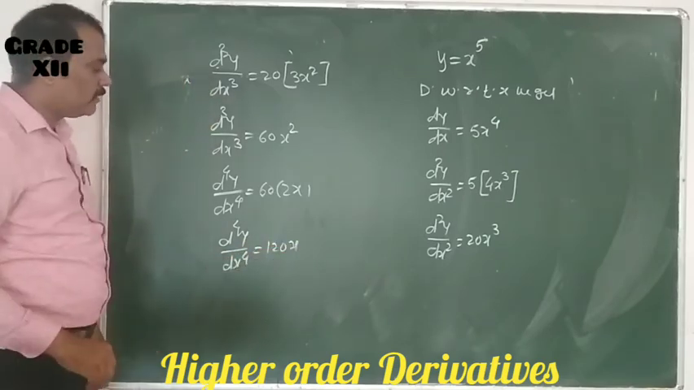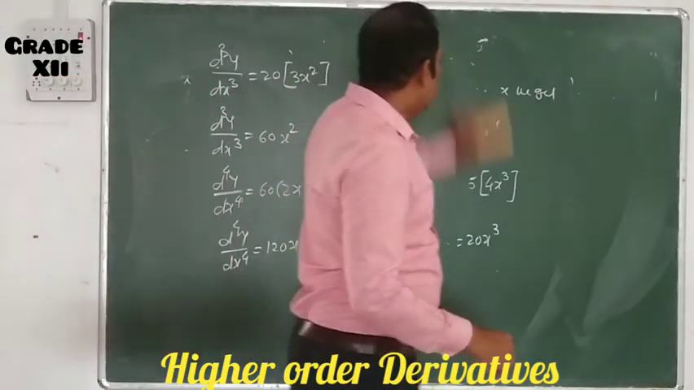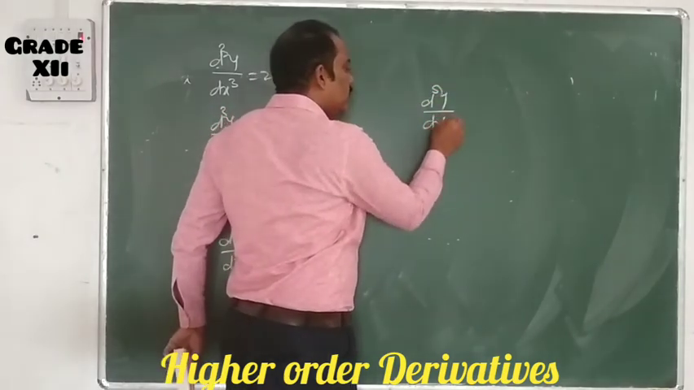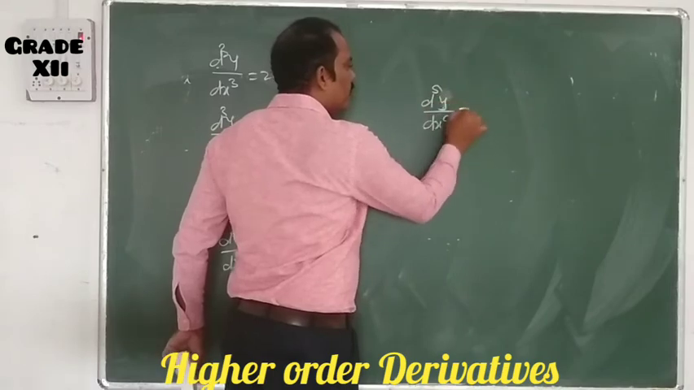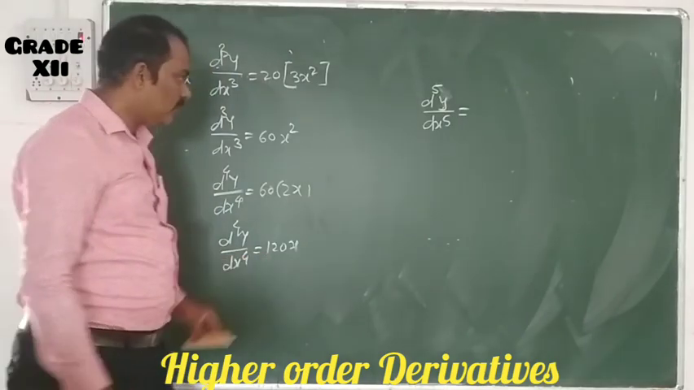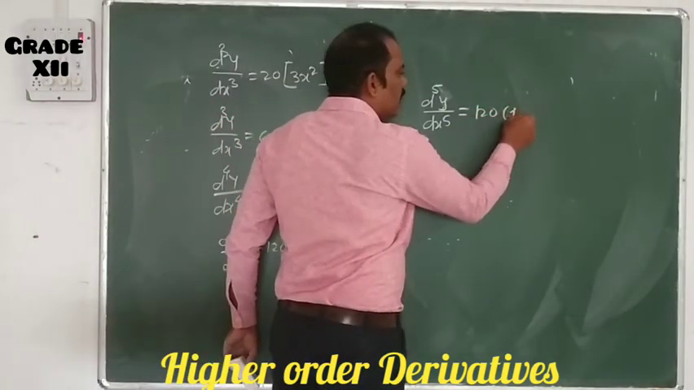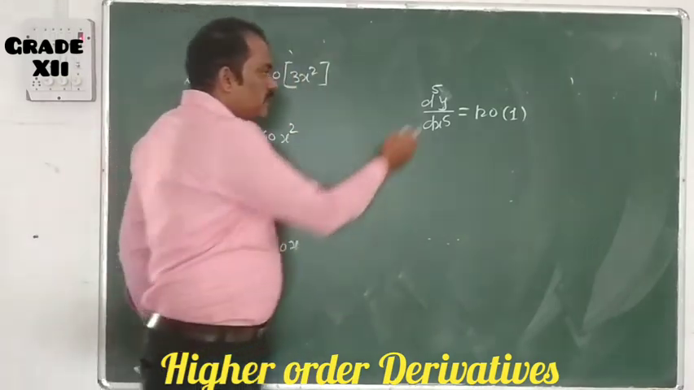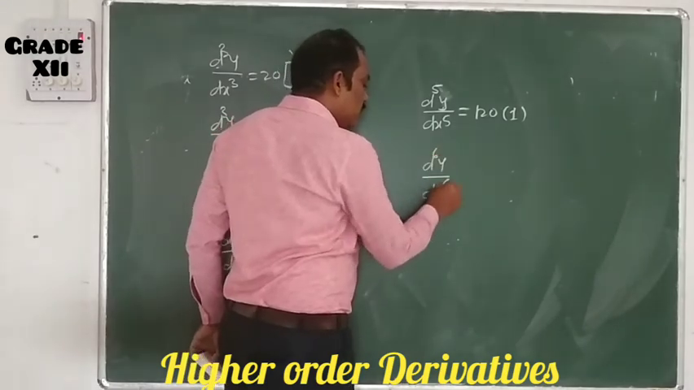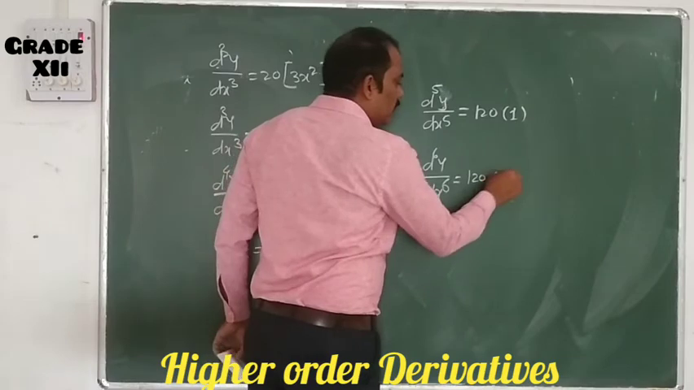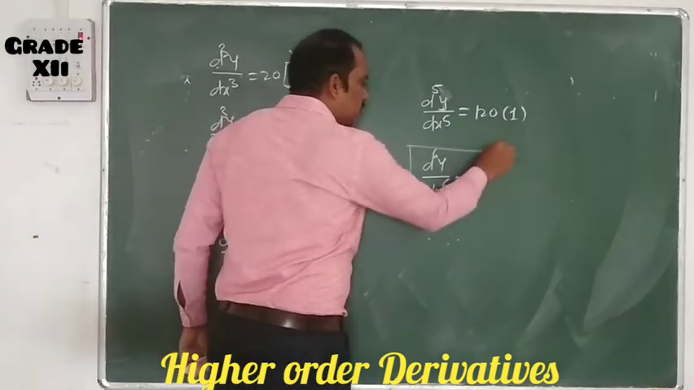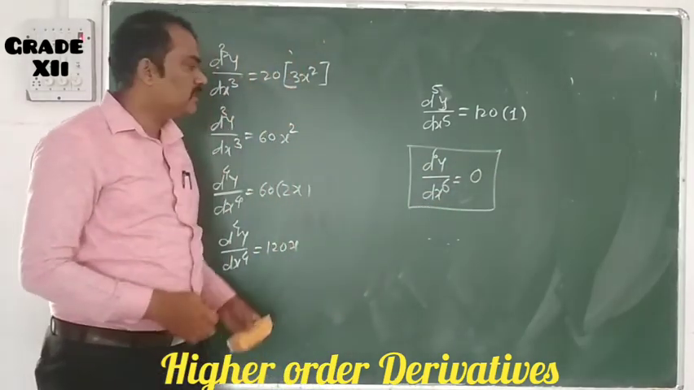It is again a differentiable function of x, so we can write d5y by dx raised to 5, that is 120 is the constant, differentiation of x with respect to x is 1. It is again a differentiable function of x, so d6y by dx raised to 6, that is 120 is a constant, so its derivative is 0. That is the sixth order derivative of y with respect to x, nothing but 0.